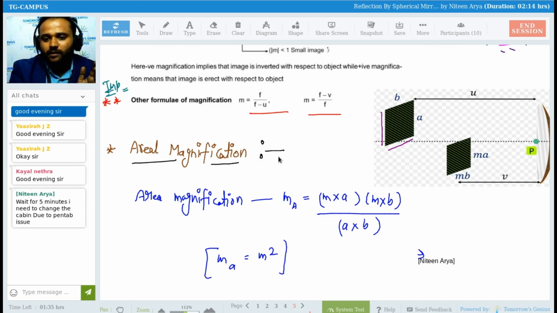What is M over there? M is nothing but I by O or V by U.